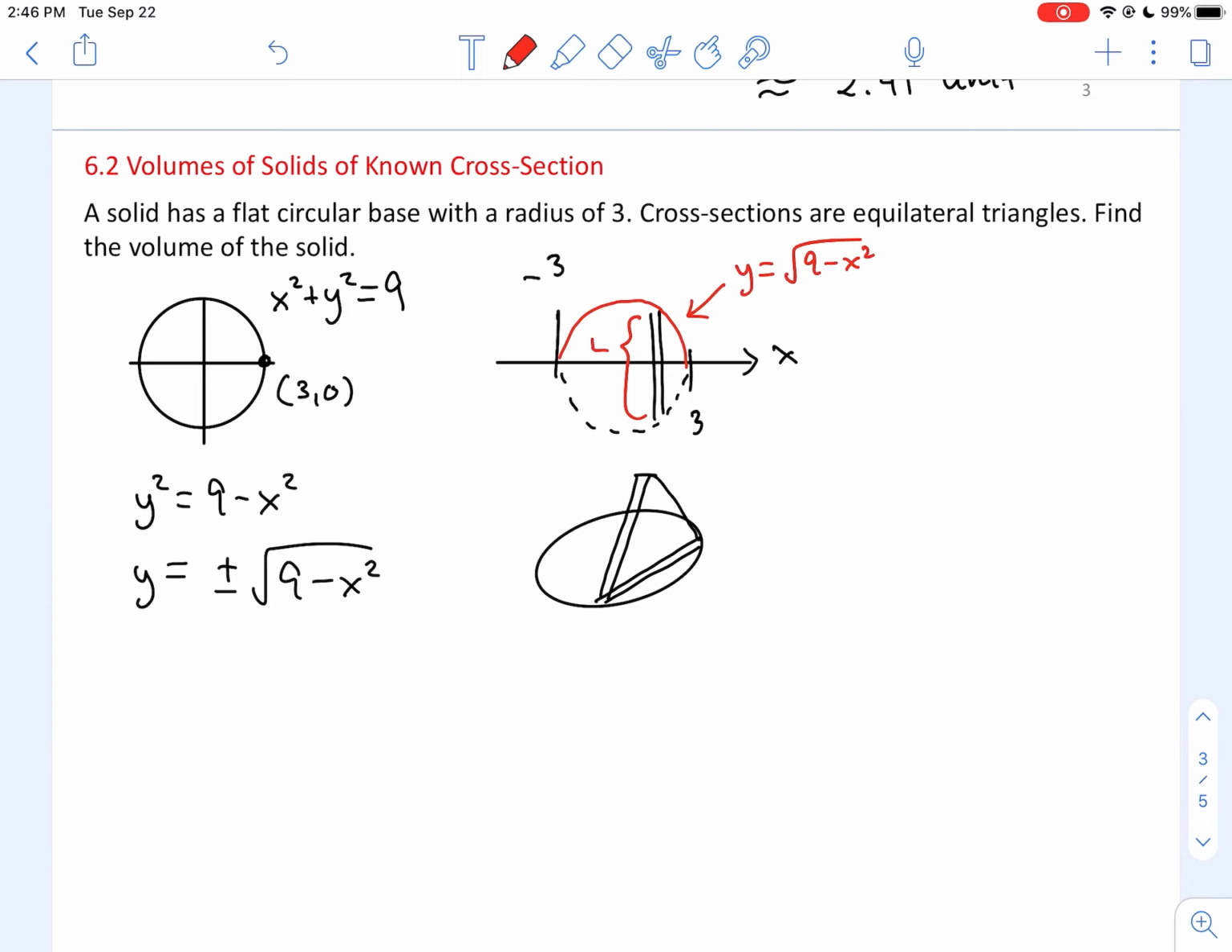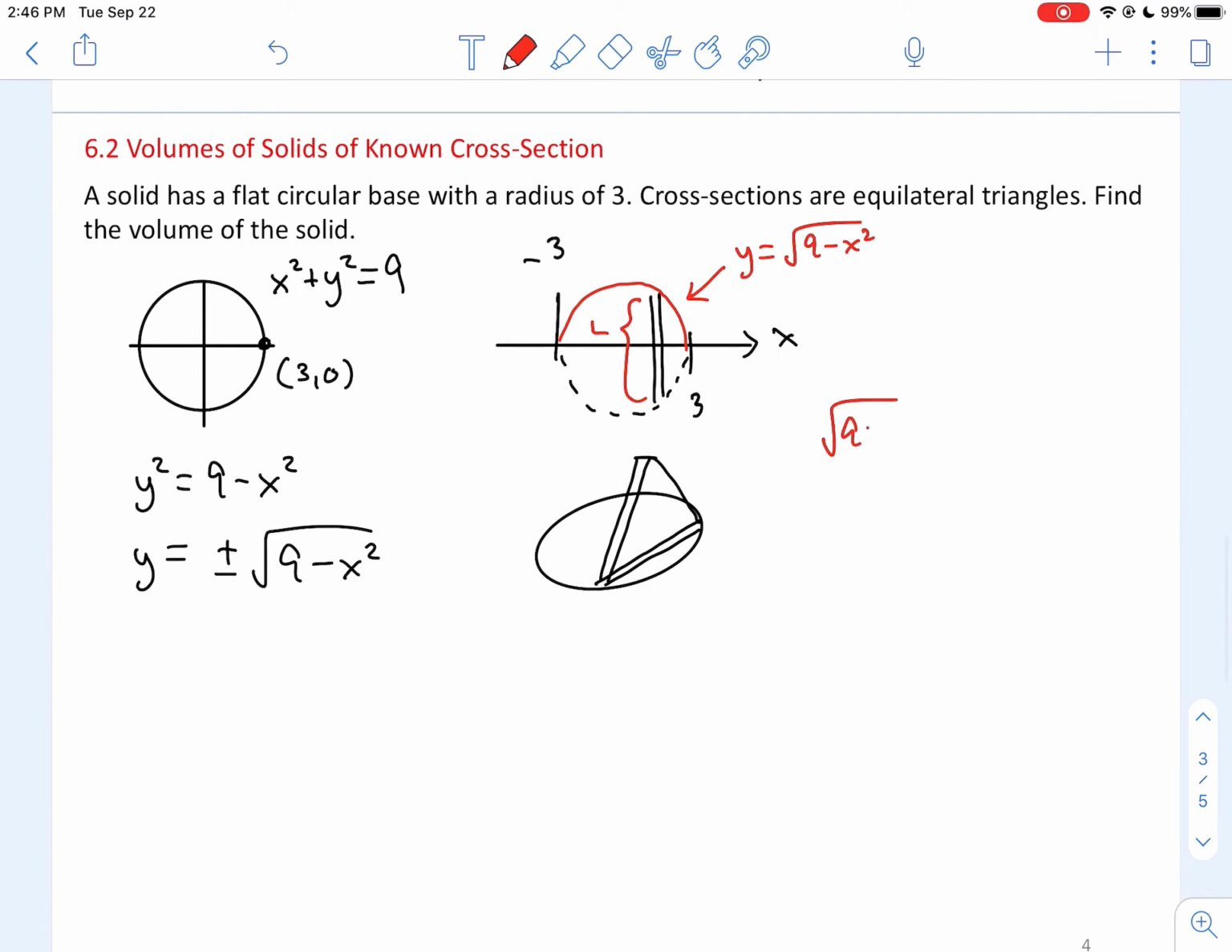Next thing I want to do is, well, how long is this strip? Let's call that L. Well, the bottom half of the circle is the negative radical. So if I do top function minus bottom function, it would look something like this. Top function minus bottom function. And notice what would happen. This would just become addition, and you'd be adding the same thing. You'd get 2 of these radicals, would be our L.